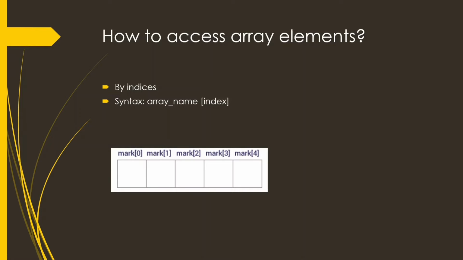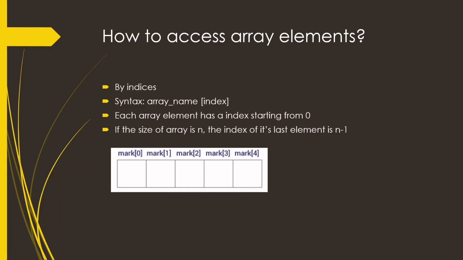Suppose this is the array called mark of size 5. The first element will have index 0, the second element will have index 1, the third element will have index 2, and so on. Since the length is 5, the last element will have index 4 because the index starts from 0. So the thing to note is that the index always starts from 0 and the last element's index is n-1, where n is the size of the array.